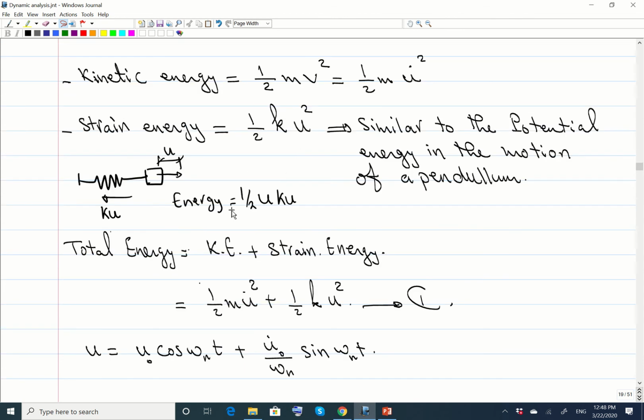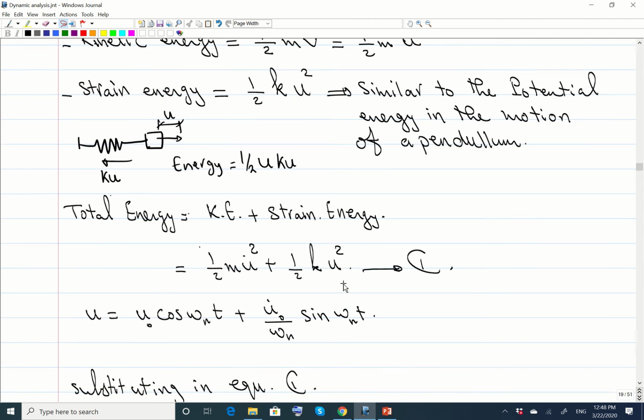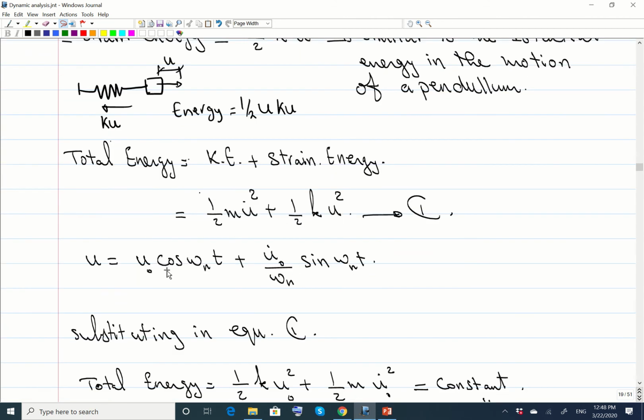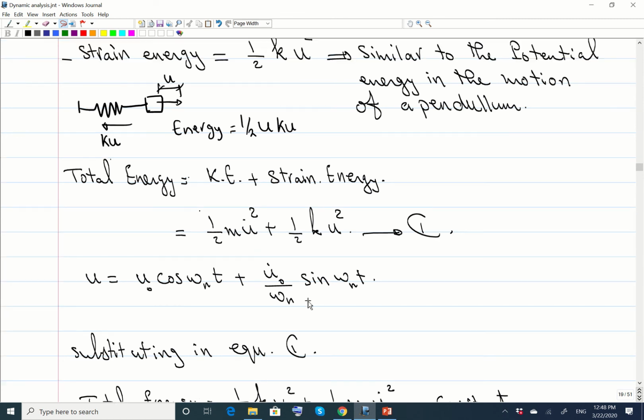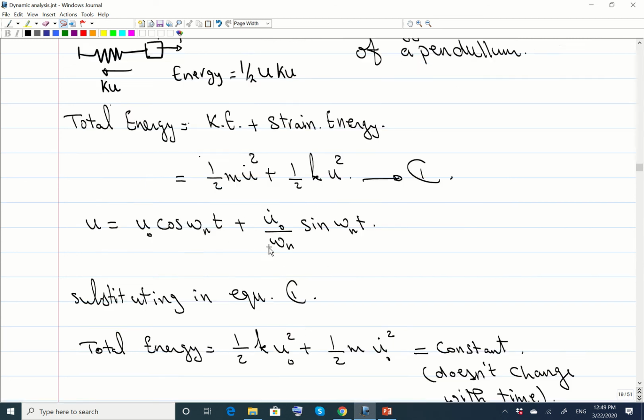So the total energy at any moment is equal to the kinetic energy plus the strain energy: 1/2 m u dot squared plus 1/2 k u squared. We know u at any moment as a function of time: u naught cosine omega n t plus u dot naught divided by omega n sine omega n t. You square this and put it over here. Then u dot, you derive this equation, square it, multiply by 1/2 m, and put it over here.